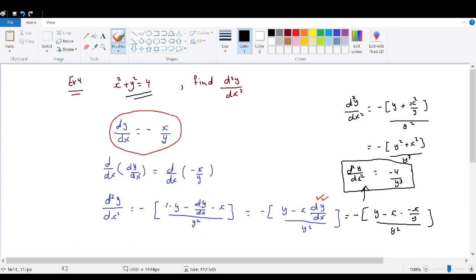We get here x squared plus y squared. If I write a star here, this will be clear for you. So x squared plus y squared will be 4. So the second derivative will be minus 4 over y cubed.